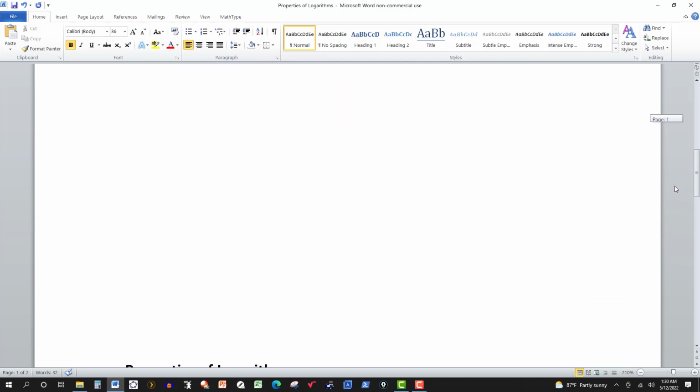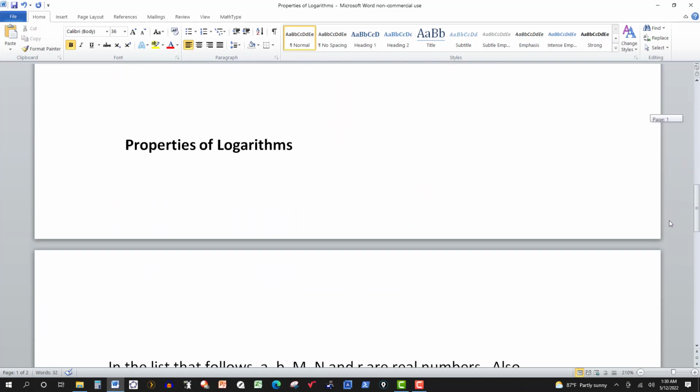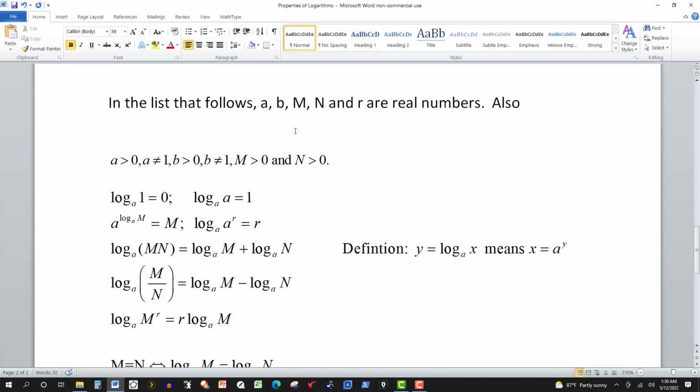And then I'll go over here and just go through the properties of logarithms. So in the list below, a, b, m, and n are real numbers. We want a to be positive, not equal to 1. b has to be positive, not equal to 1. m and n have to be positive numbers. The log of a negative number is not defined. And you should have an understanding of what a logarithm is.